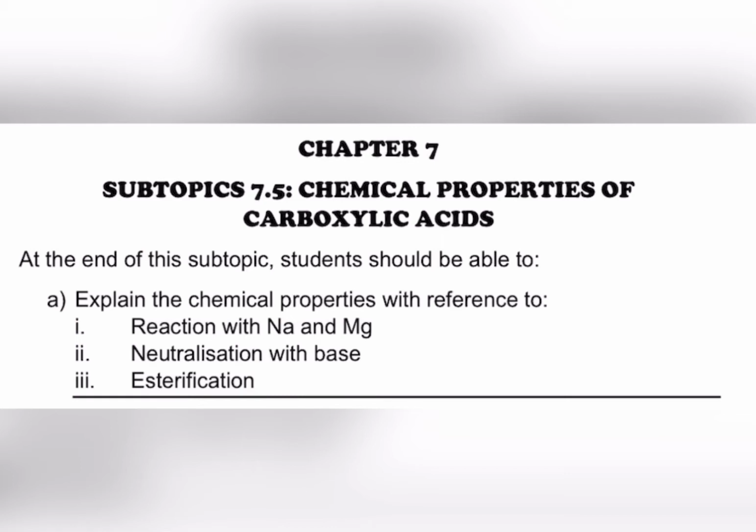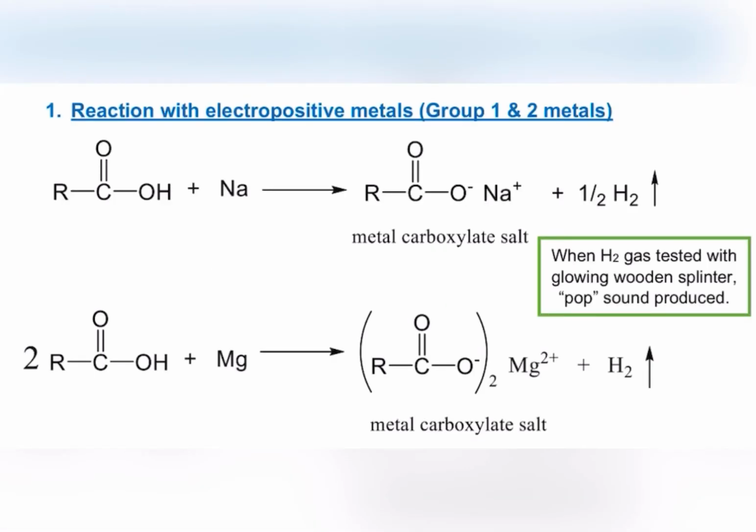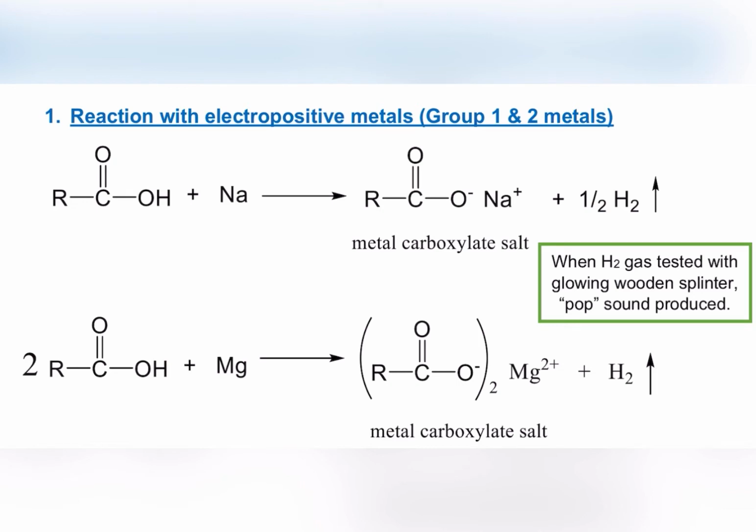So we are going to go for the first reaction, with electropositive metals, group 1 and group 2 metals. Usually for group 1, we can use sodium as our metal, or for group 2, we can use magnesium. For example, I have a group 1 metal reacting with my carboxylic acid. I will have a metal carboxylate salt as my product, where this hydrogen will combine with another hydrogen from another carboxylic acid to form a hydrogen molecule as the side product.